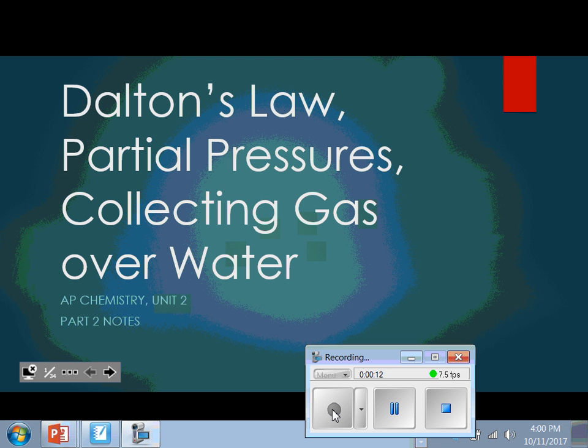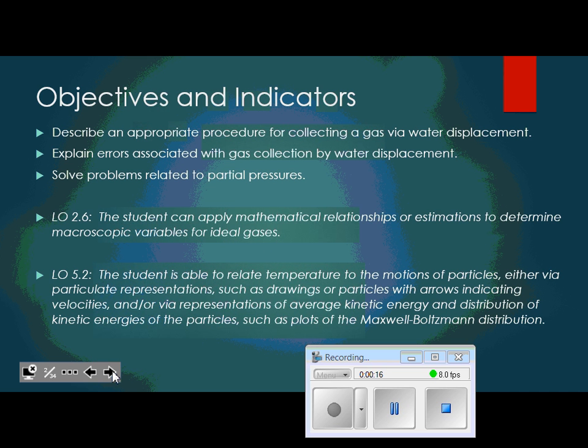And you're going to collect gas over water next week in the lab, so this will be a good intro to that. What you should be able to get out of this is describe an appropriate procedure for collecting gas in water by water displacement or over water. You should be able to tell me any errors that may be associated with collecting a gas by water displacement. And you should be able to solve problems related to partial pressures of gases.